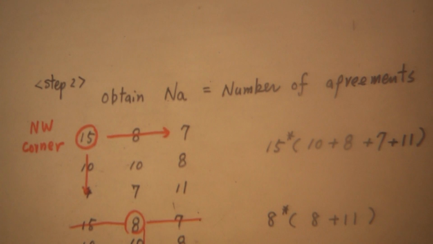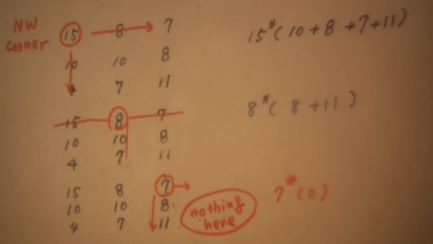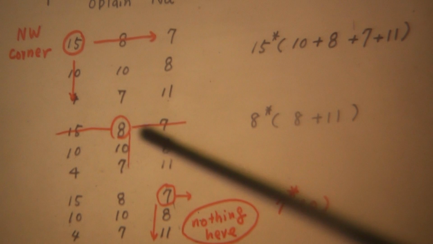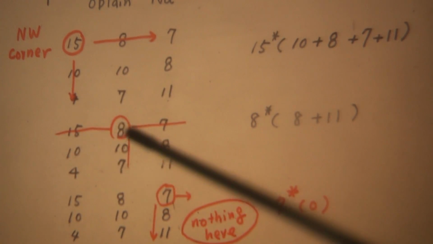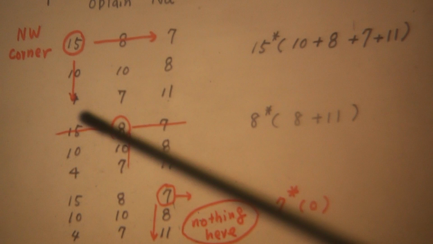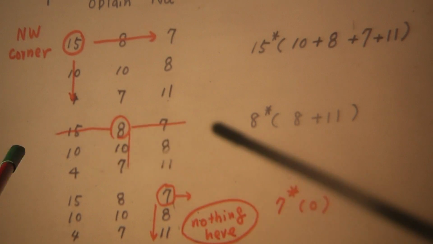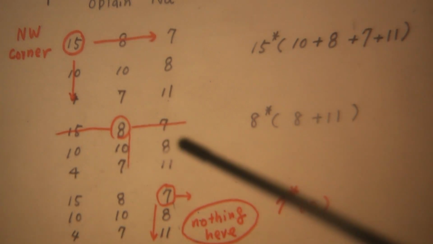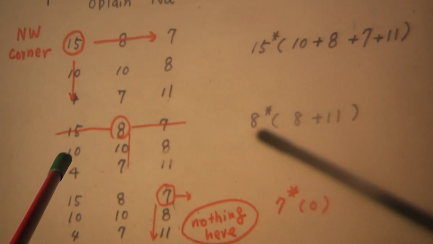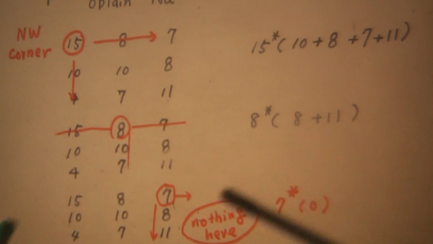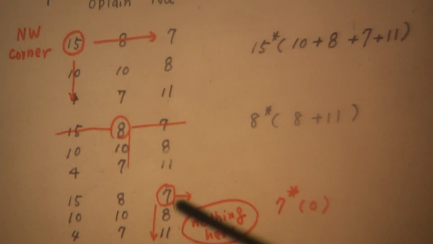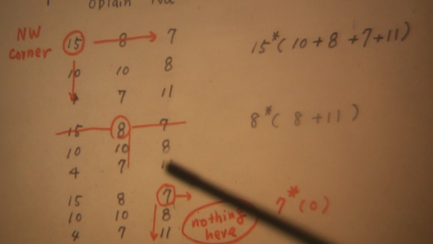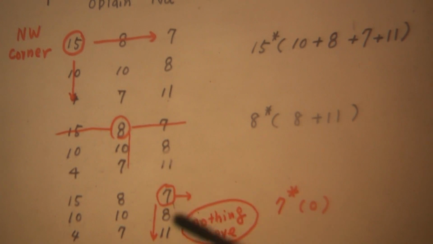Then we move to the next entry in the top row. We erase this one, and then we erase the second column. So use 8 to multiply the rest of the entries: 8 times 7 plus 11, okay? And now we keep moving to the third entry in the first row. But look at here, there's nothing here, right? So it becomes 7 times 0. That means you don't need to worry.